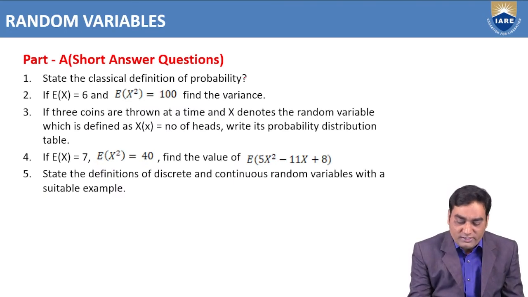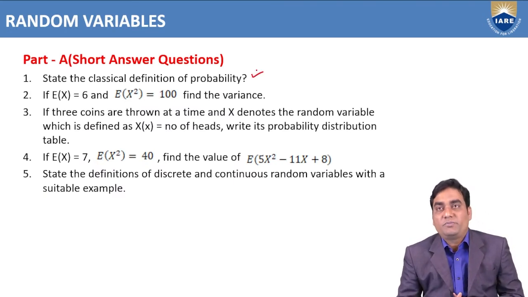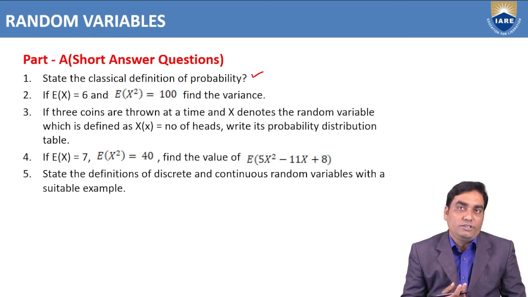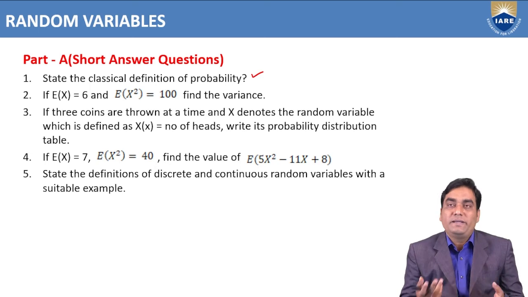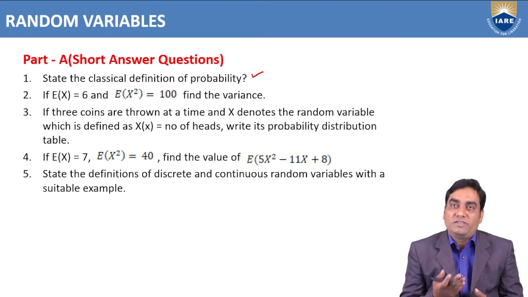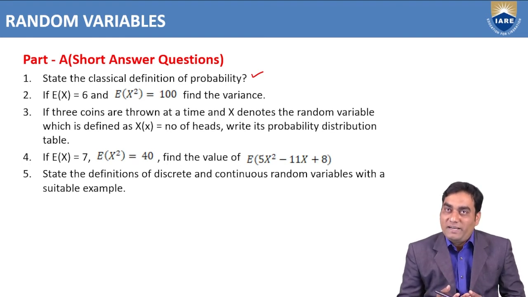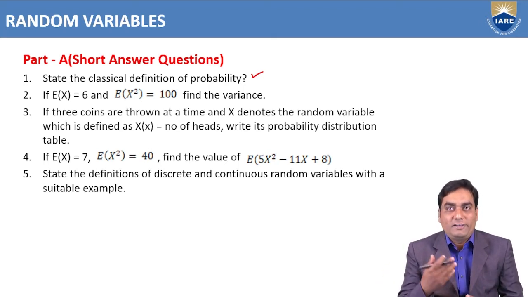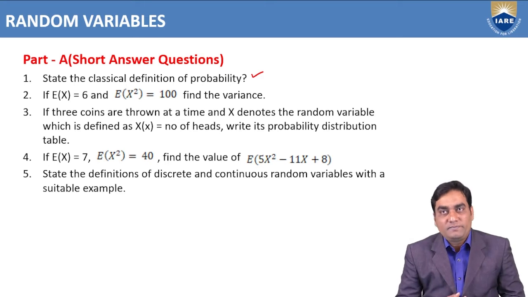In Part A, the first question, state the classical definition of probability. See, what is the meaning of probability we need to write here. What is the meaning of probability? The total number of outcomes. If you know the outcomes which are favorable to a particular event, we can do it. The number of outcomes which are favorable to a particular event by the total number of outcomes is nothing but the definition of probability.